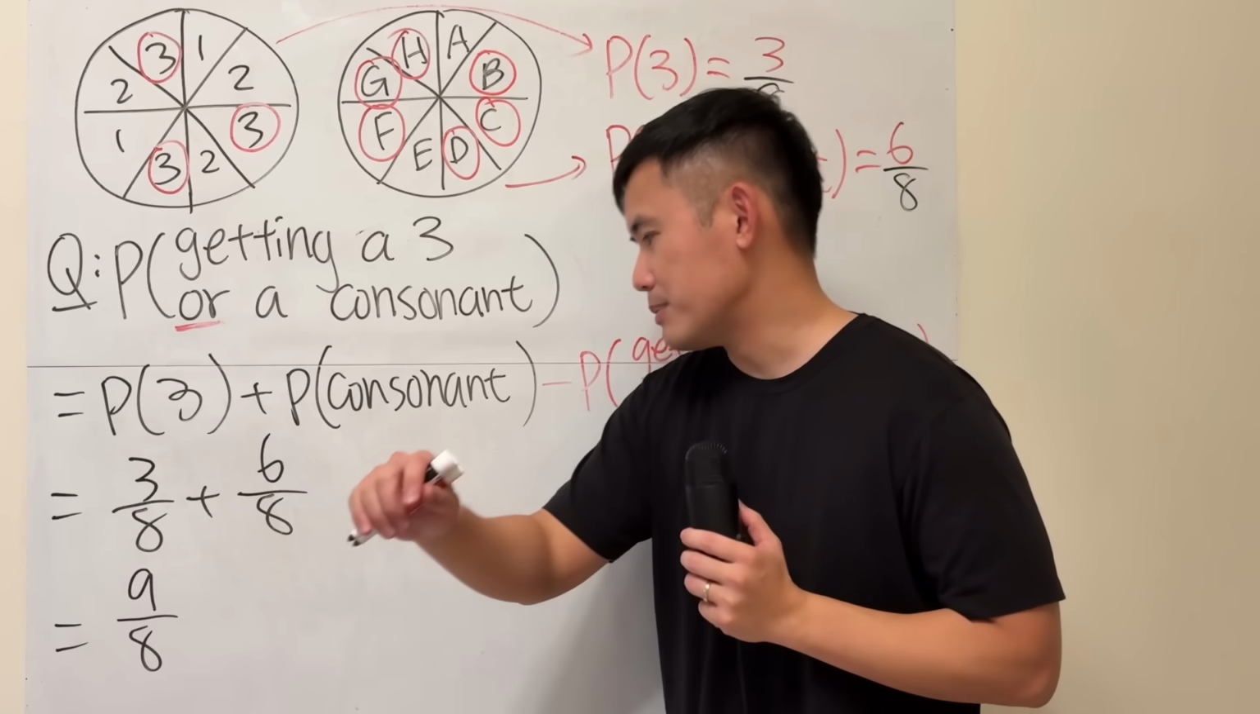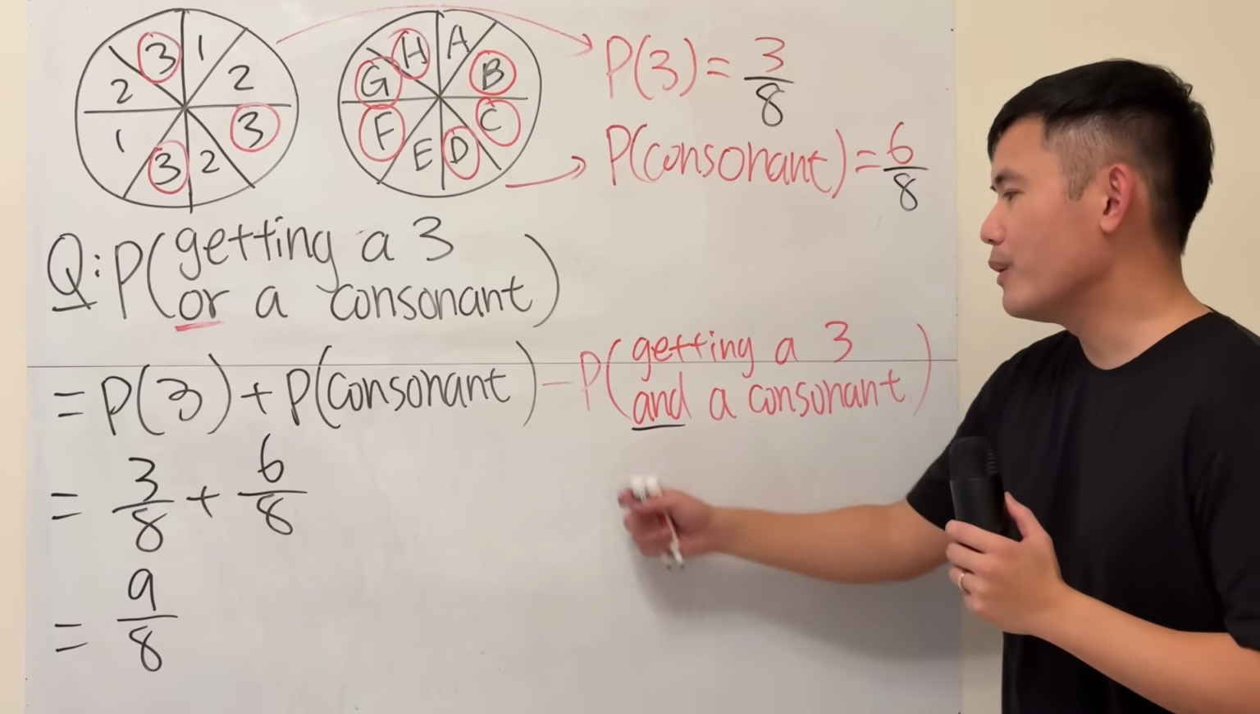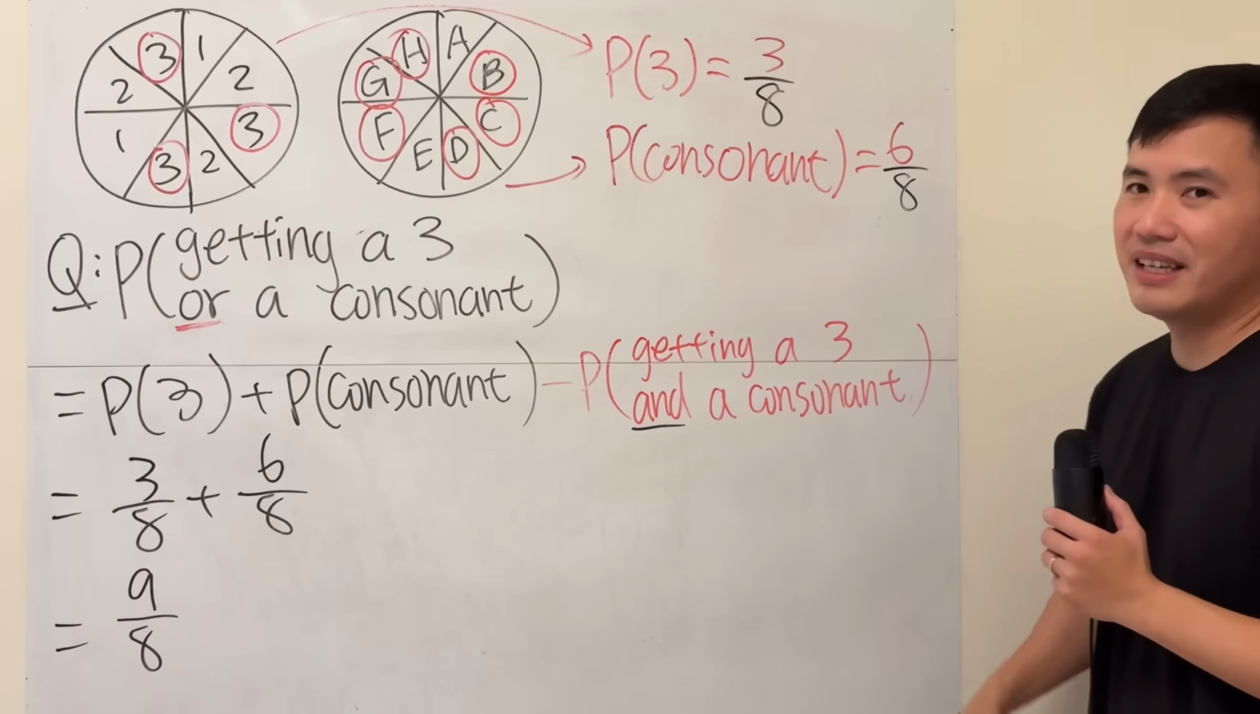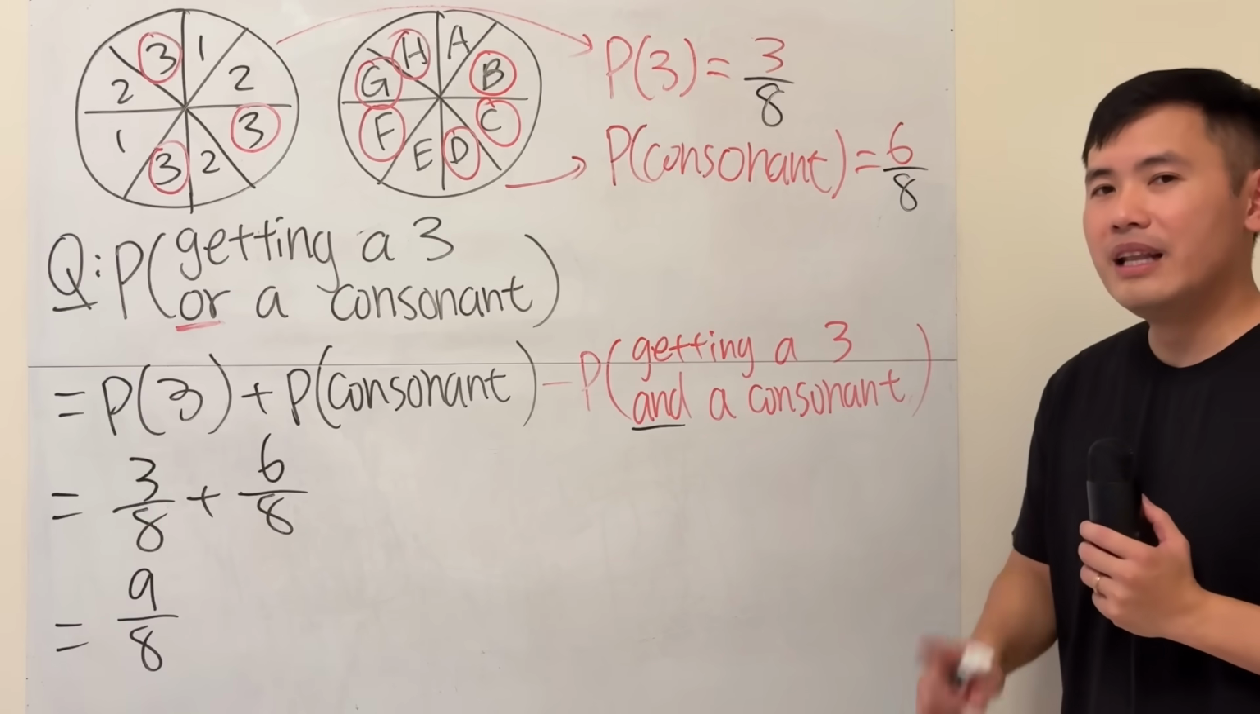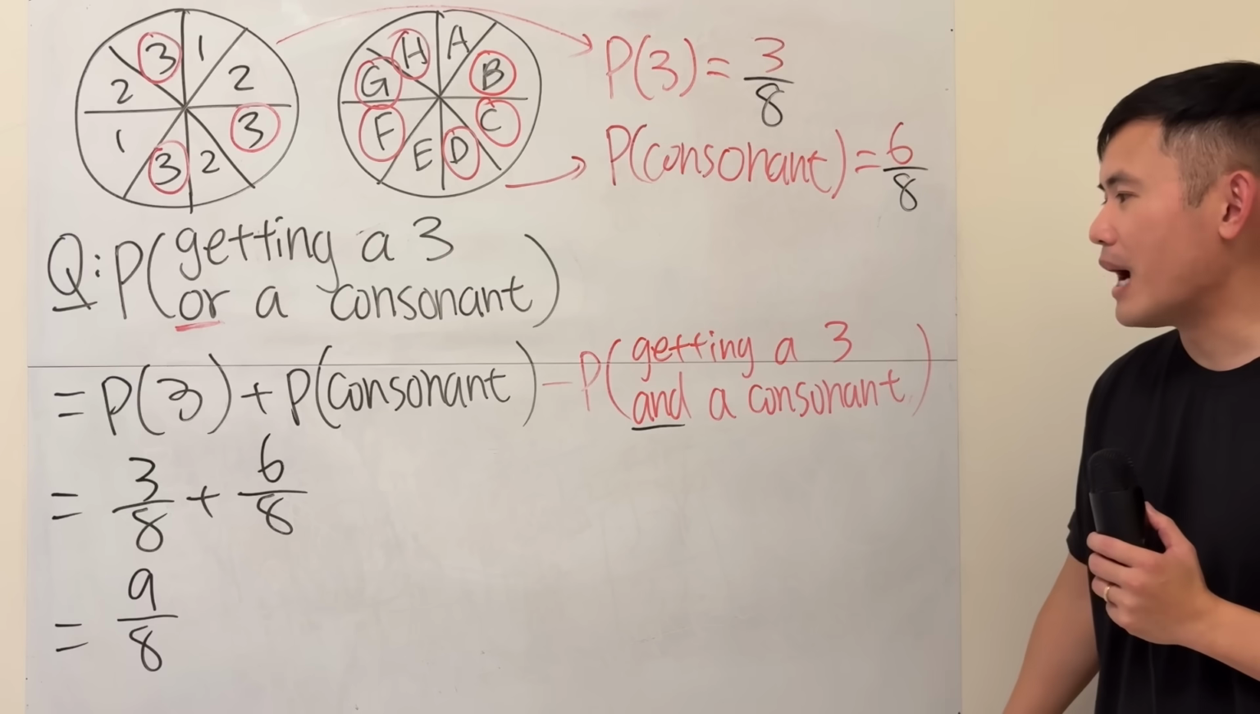So something must be wrong. What's wrong though? Well, it's because we haven't done this yet. Now, how do we do this and why do we have to do this? Let me tell you the how first, and I'll tell you the why.